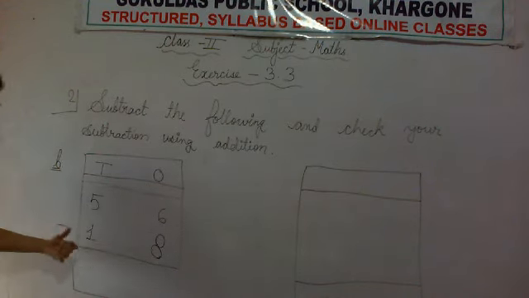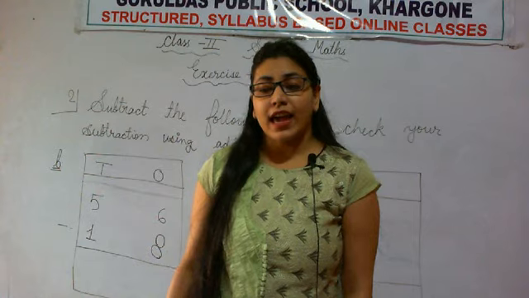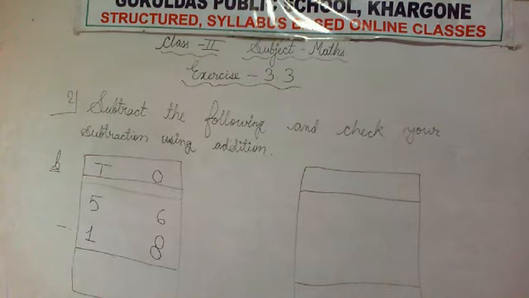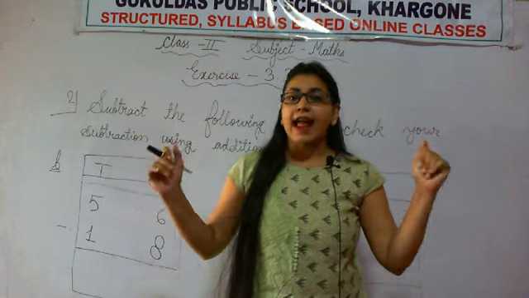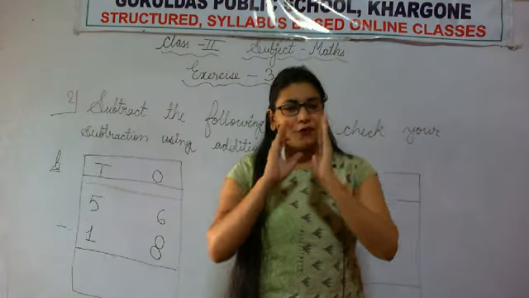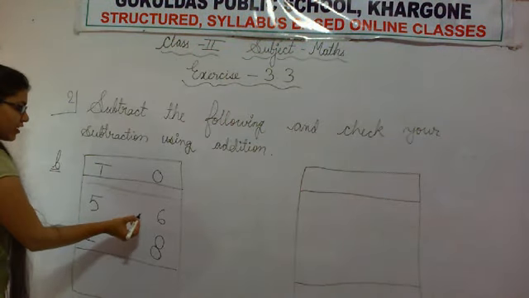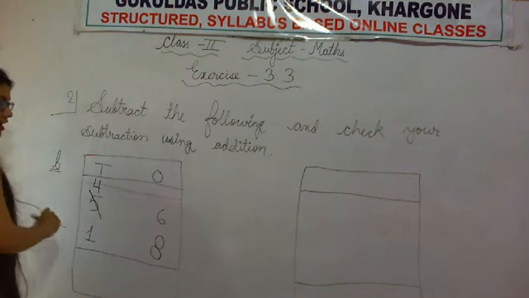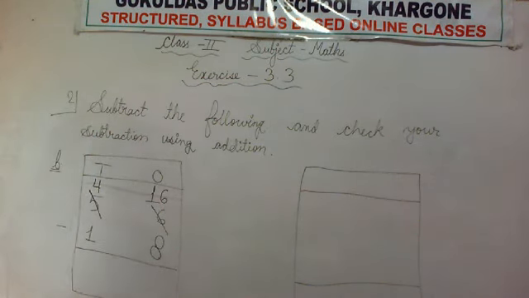Now 6 minus 8. Can we remove 8 from the 6? Yes or no? No. Why can we not remove 8 from 6? Because 8 is the bigger number and we always subtract the smaller number from the bigger number. So now what will happen? Borrowing. The ones will borrow from the tens, this 5 tens will become 4 tens, and this 6 after taking 1 ten will become 16. 1 ten and 6 ones, that is 16.